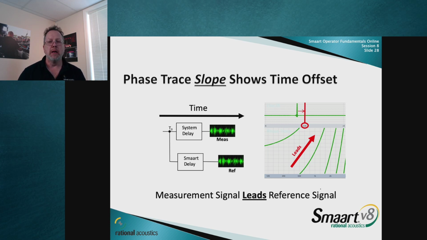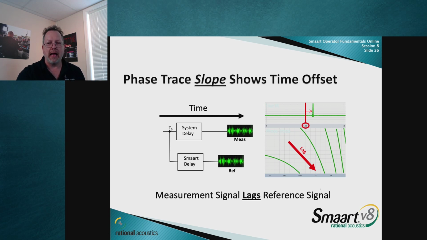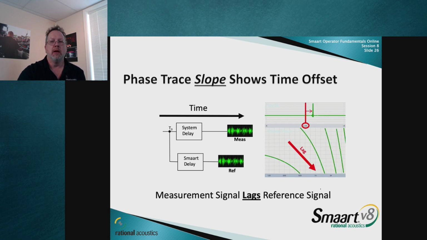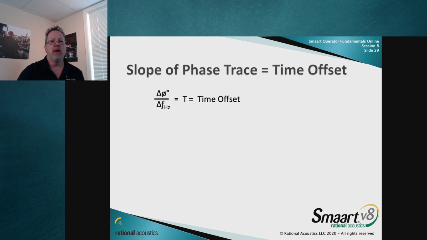in our measurement. So the thing that you want to take away here is just this: lagging, on time, leading. If you got that, you can walk away, declare victory, go get a beer. Okay, so I'll go back. That's what T0 is.